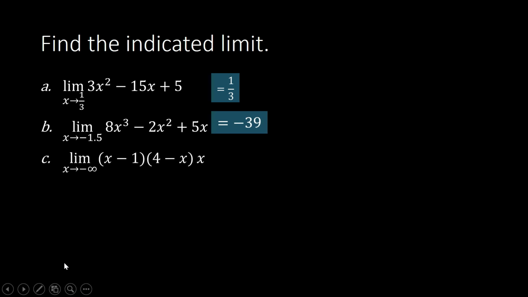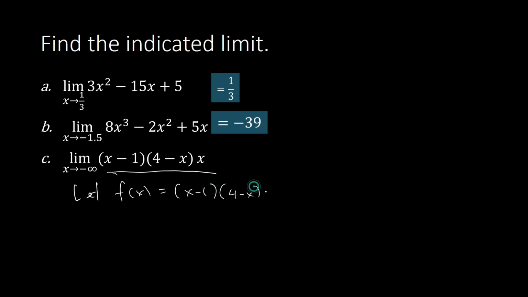Find the limit of x minus 1 times 4 minus x times x. What we do first is we simplify this function so that we arrive at a cubic function. So this is a third-degree polynomial function. Look at that. This is a third-degree polynomial function. So what is this equal to? Okay, so let us simplify this first.